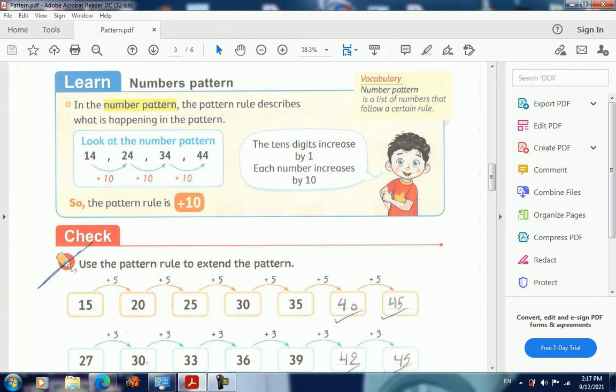So the pattern rule is plus 10. So what happens? The tens digits increase by 1, and each number increases by 10. Let's have a little check.